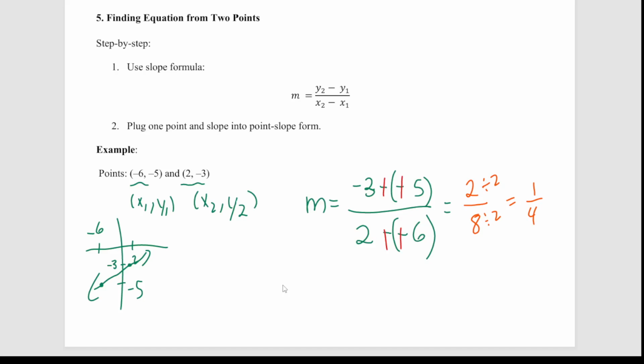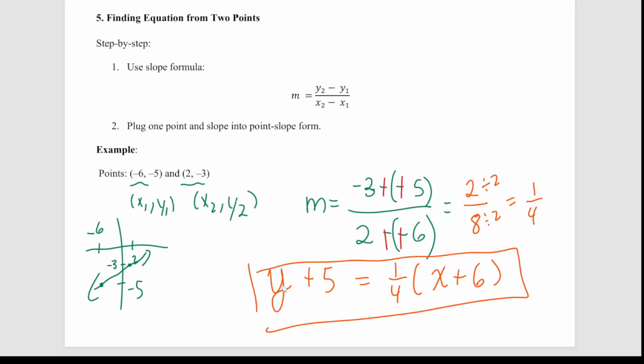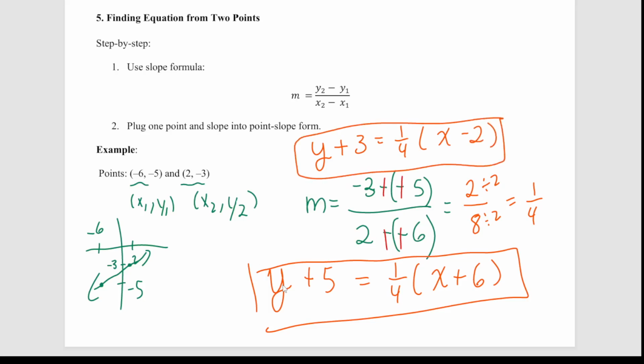So here, if we're then going to put that in the final form, we would have y minus y1, so plus 5, because minus negative 5 turns to adding a positive, equals 1/4 parentheses x minus x1, minus negative turns to adding a positive. And that is your final beautiful equation. You could have equivalently chosen to use the other point instead, and it would still work. So y minus y1, so minus a negative 3 equals plus 3, equals 1/4 parentheses x minus x1, x minus 2.